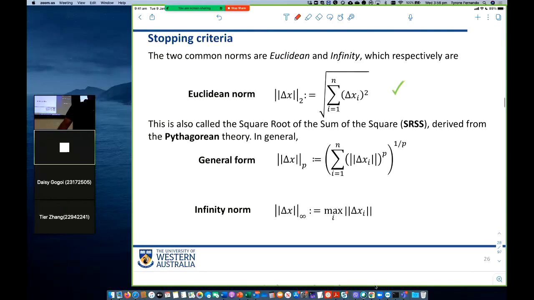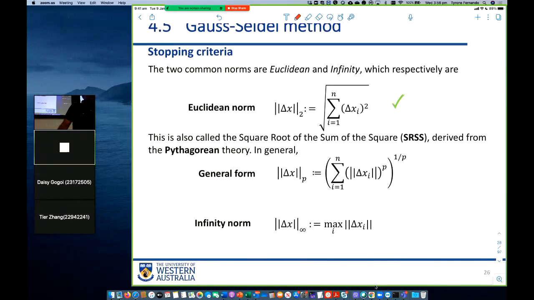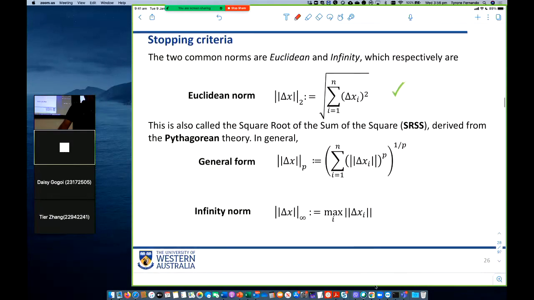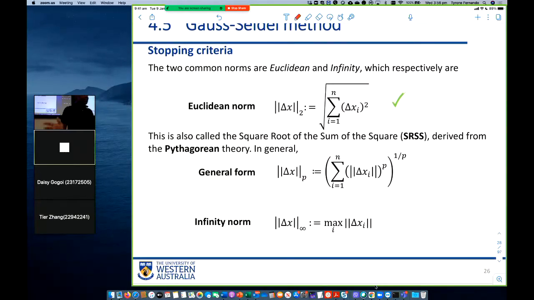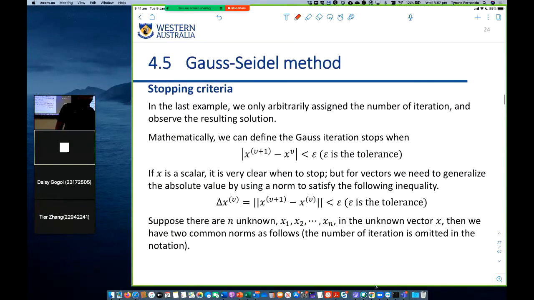Right. Okay. So the stopping criteria for the Gauss-Seidel technique: I said X doesn't need to be a single value. It can be a vector, in which case you could look at the Euclidean norm to represent the stopping criteria for the algorithm, or you could simply use the infinity norm or some kind of norm, right? Because if you're looking at a single value, it's easy. You just look at the absolute value. If the absolute value is less than some number, you can stop.